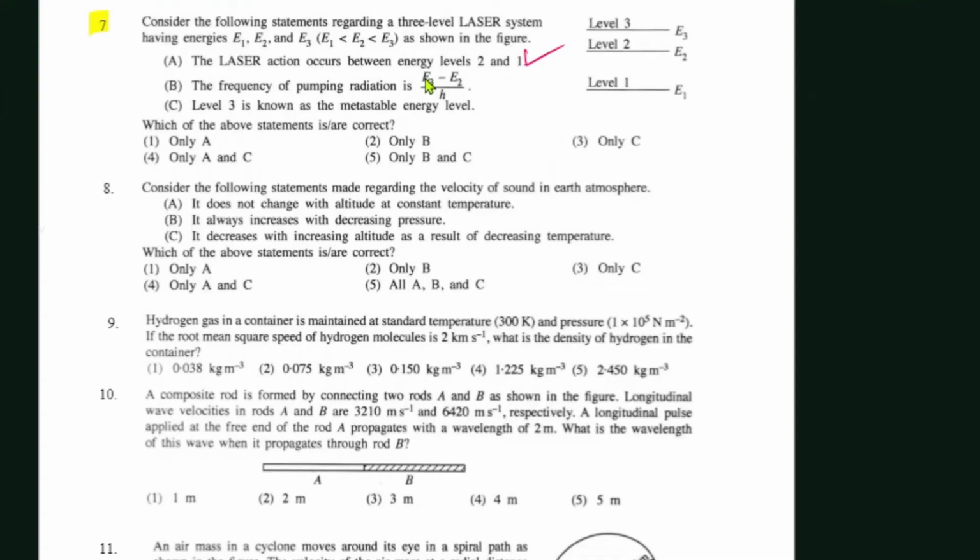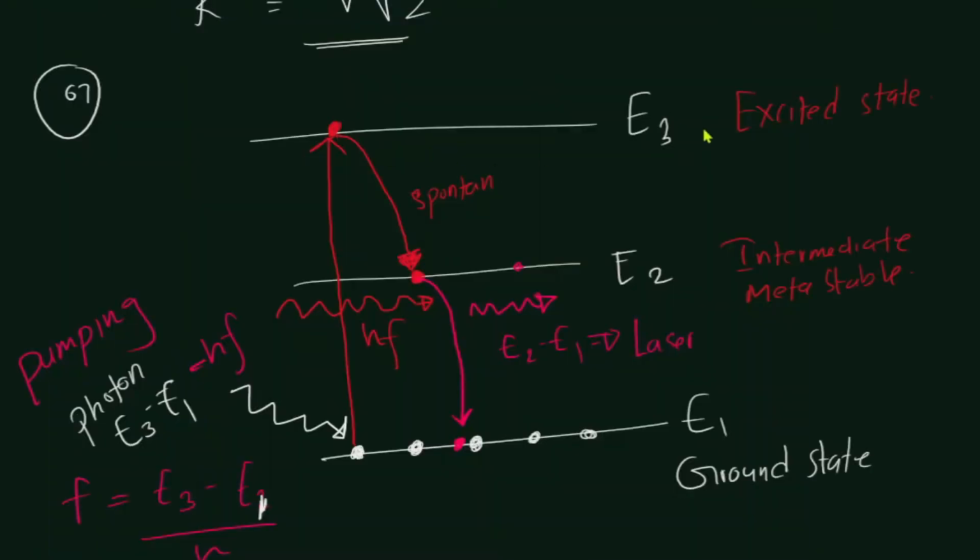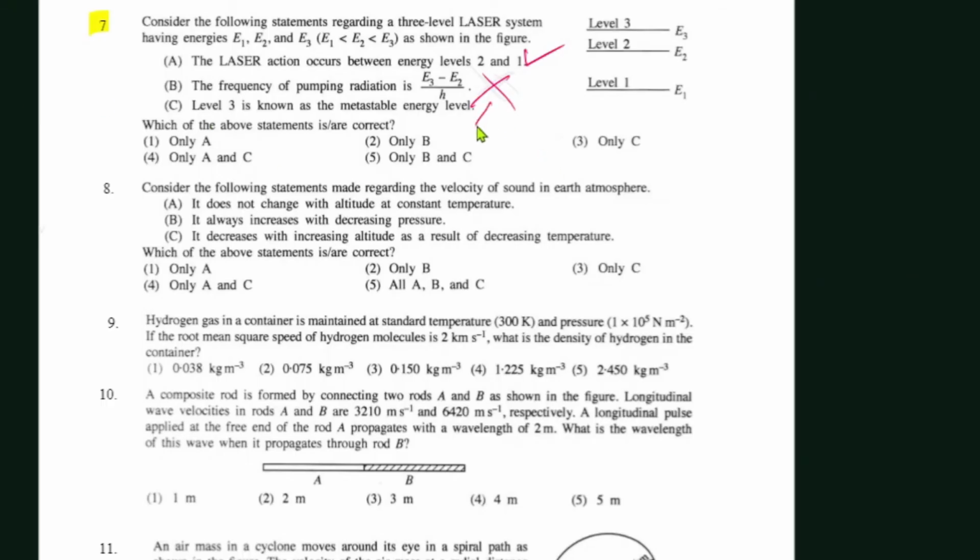So E3 minus E2 over H is incorrect, right? Actually, it should have been E3 minus E1, not E2. So level 3 is known as metastable. No, level 3 is not the case. Level 2 is known as the metastable state, the intermediate metastable state, level 2, not level 3. So that is also incorrect. So the only correct answer is A. So the answer is going to be the first one.